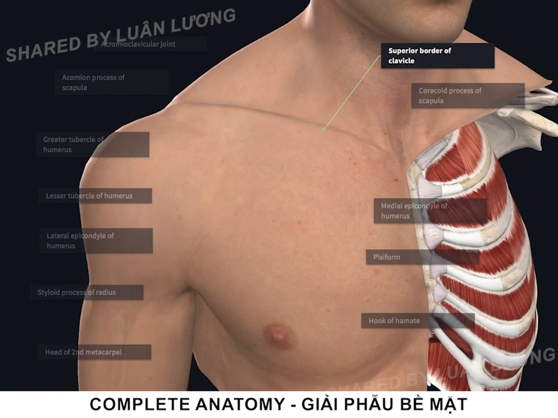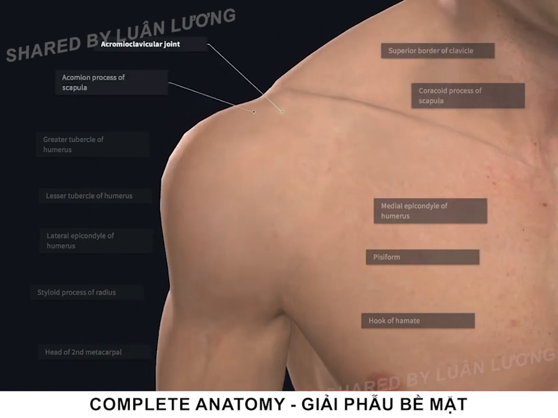Recall that the clavicle was one of the two bones involved with the shoulder girdle, and it is going to be attaching from the manubrium medially and laterally out towards our scapula. The point of attachment of the clavicle to the scapula is at the acromioclavicular joint. So a physician would be able to palpate along the superior border of the clavicle until it meets up with the acromion process of the scapula, and then palpate the acromioclavicular joint.